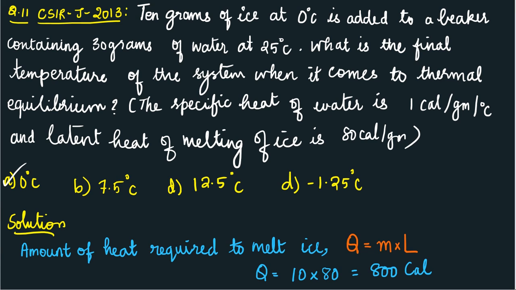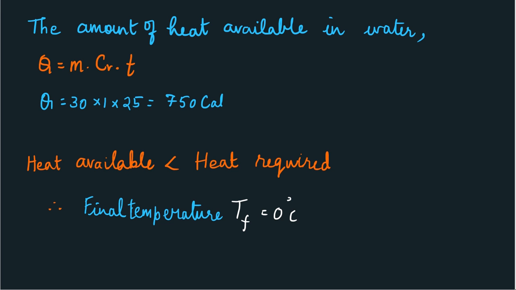Now the heat required to melt ice will be Q = mL, because we have been given the latent heat of melting of ice. According to that, you get Q = 800 cal. The amount of heat available in water can be found using Q = mC_V ΔT, where C_V is the specific heat capacity, which is given in the question. Now you have related the given data with the formulas. If you see here, the heat available is only 750, whereas the heat required is 800. So obviously the ice will not melt.